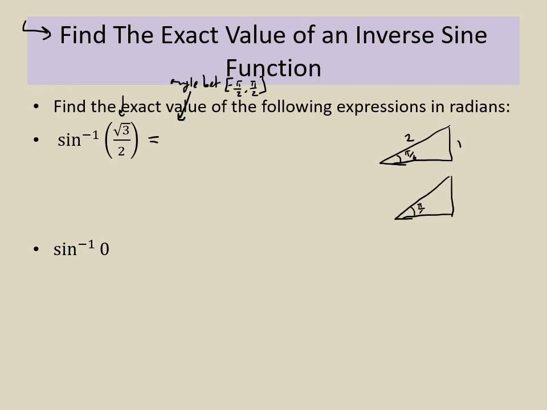There is 45 degrees or pi over 4. Sine of pi over 4 is 1 over square root 2, or in other words, it's square root 2 over 2. And the third one is pi over 3, or 60 degrees, and sine of pi over 3 is square root 3 over 2.